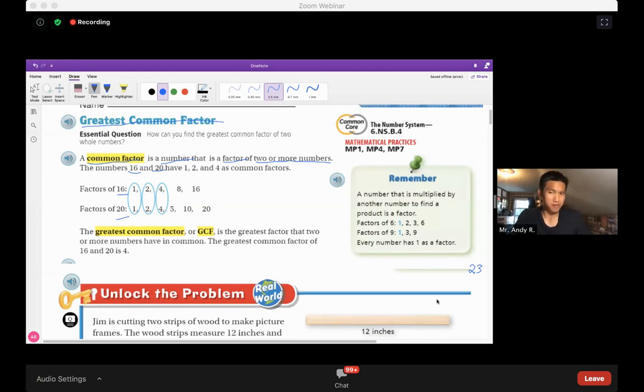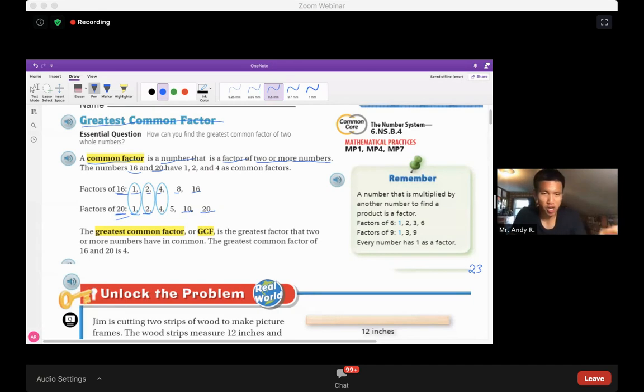Everyone paying attention? Pay attention right here. So what are the factors of 16 and 20? Yes, they are 1, 2, 4, 8, and 16. And then what are the factors of 20? The factors would be 1 and 20. Yep. And then 2 and 10.